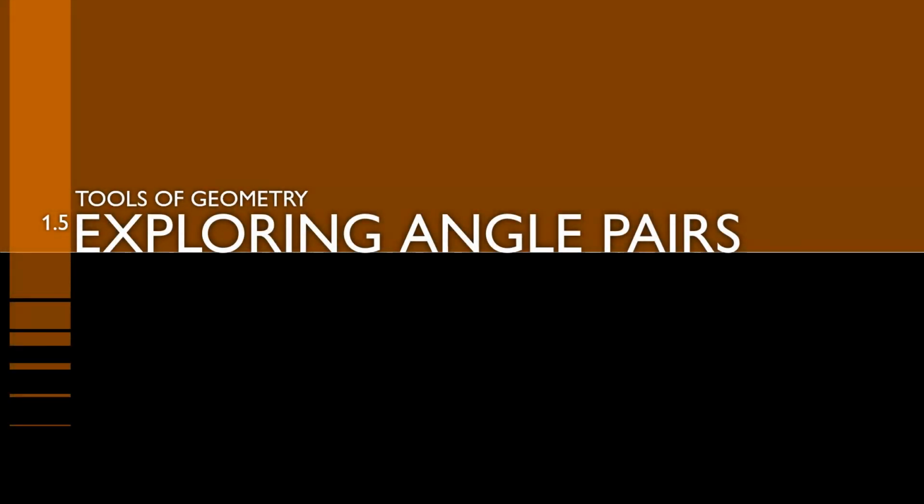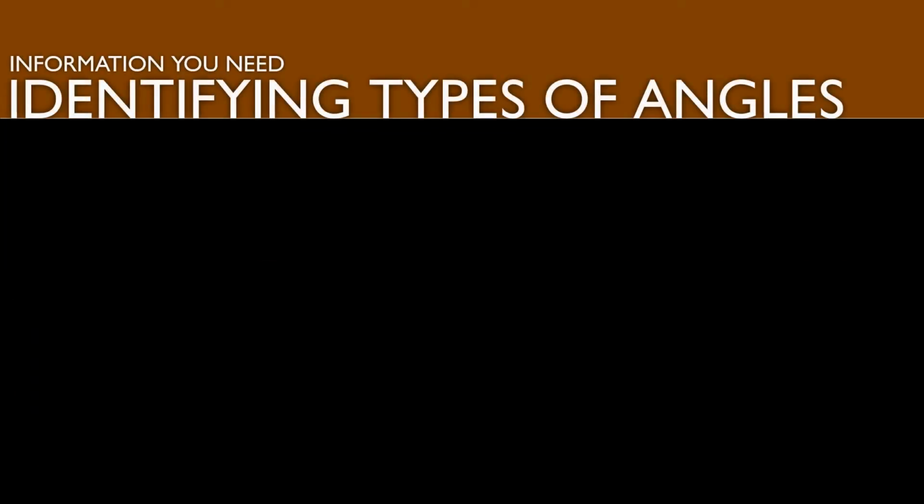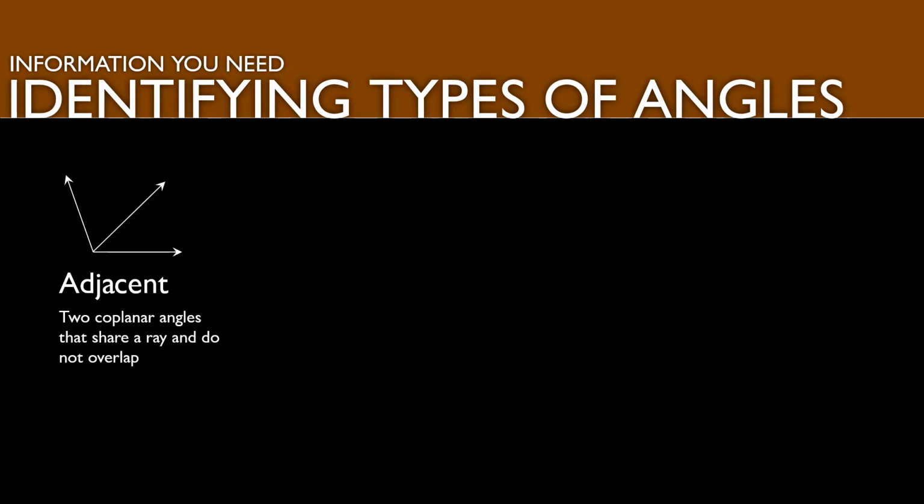Moving into the next section, which is exploring angle pairs. Before we can look at the first problem, we've got to take a look at the different types of angles. The first set of angles that you need to know are adjacent angles. These are two coplanar angles that share a ray and do not overlap. Basically what this means is that they're next to each other.